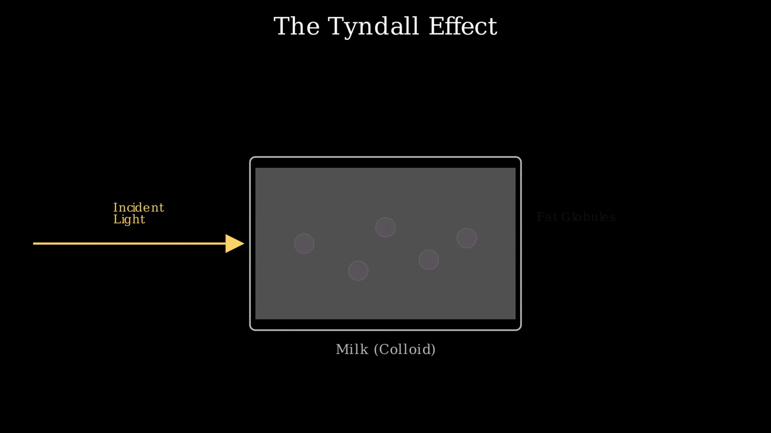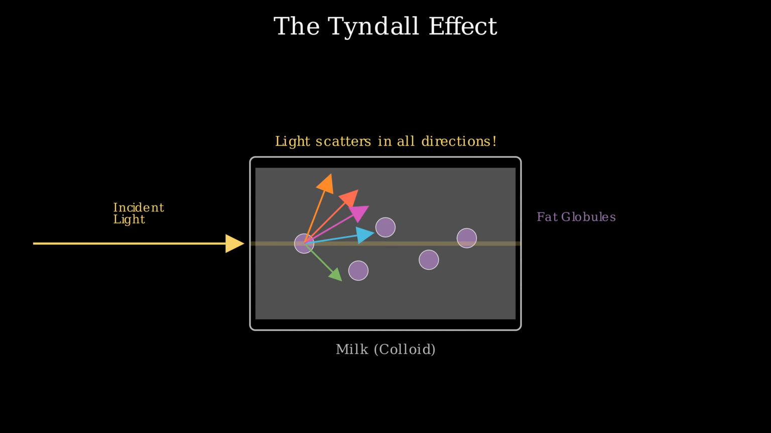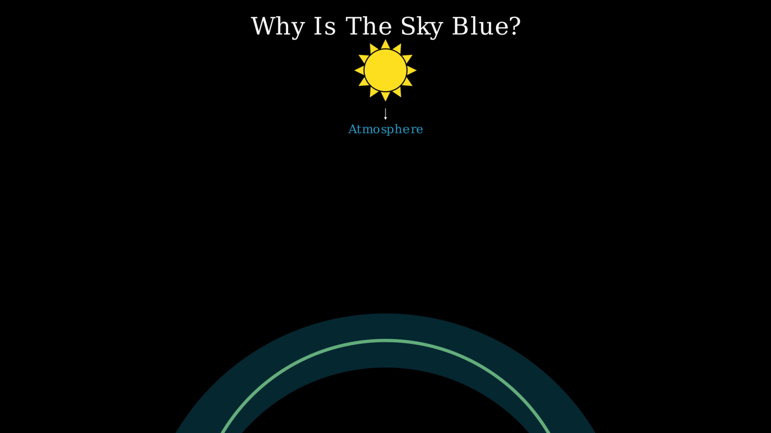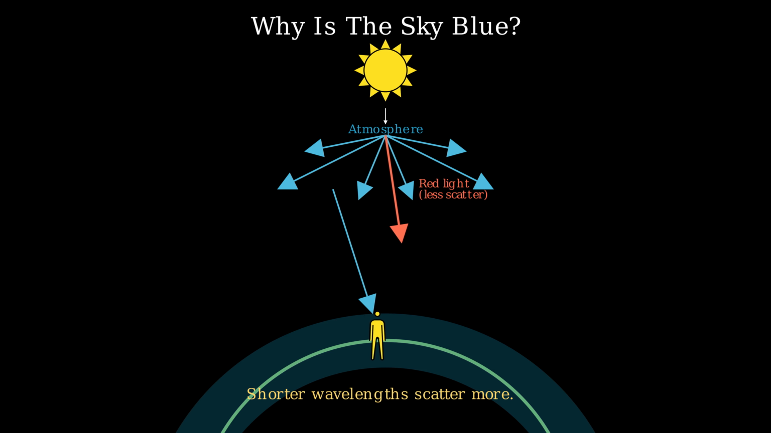The Tyndall effect is the scattering of light by colloidal particles. When light hits these tiny particles, it bounces in all directions instead of going straight through. This is why the sky appears blue. The atmosphere contains tiny colloidal particles and gas molecules. Blue light has a shorter wavelength, so it scatters more easily than red light. This scattered blue light reaches your eyes, making the sky appear blue.